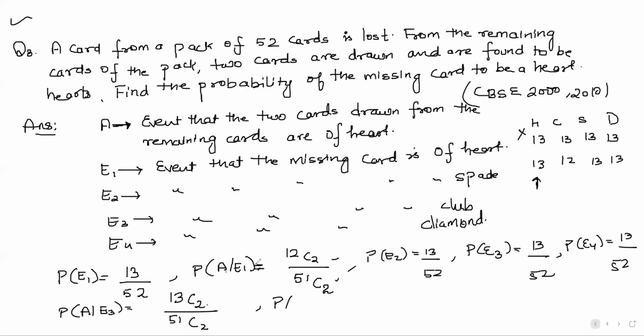Okay, Huzaifa. So finally, A given E4 will also be equal to 13C2 by 51C2. Now, just put all these values in the formula and do not solve this right now, because from the formula you can take this as common and this can be cancelled out. Please complete this, Huzaifa, and confirm.